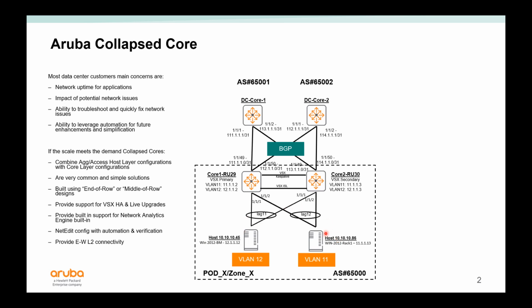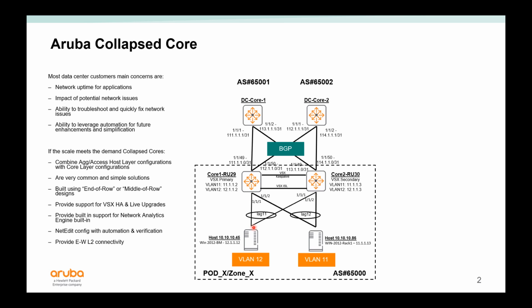They want to ensure that these applications are available and online. They want to be able to understand where or when there's any sort of potential network issues and how they can quickly fix those types of issues. And of course, automation is key for customers moving forward too.